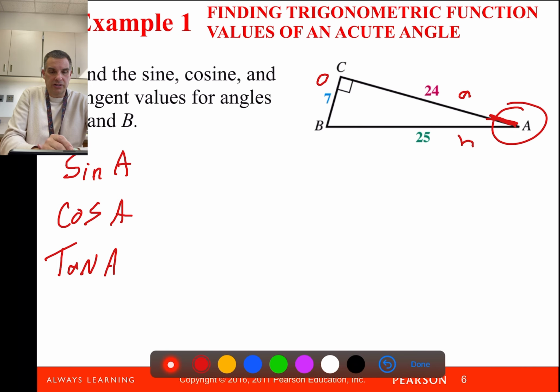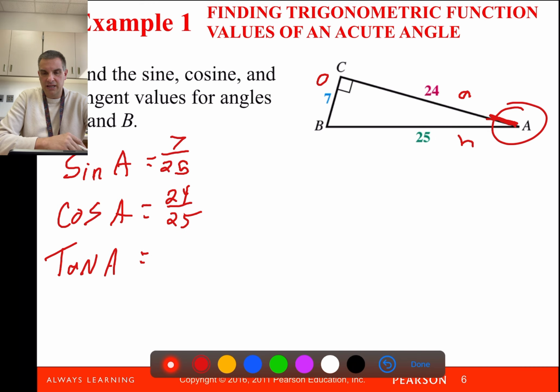So I've labeled the sides. Now we're just going to write the ratios. So sine of A is opposite over hypotenuse, so 7 over 25. Cosine of A is adjacent over hypotenuse, so 24 over 25. And tangent of A is opposite over adjacent, so 7 over 24.